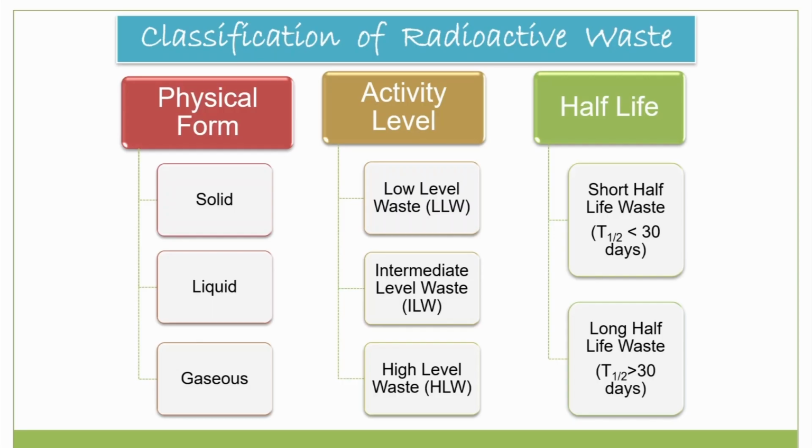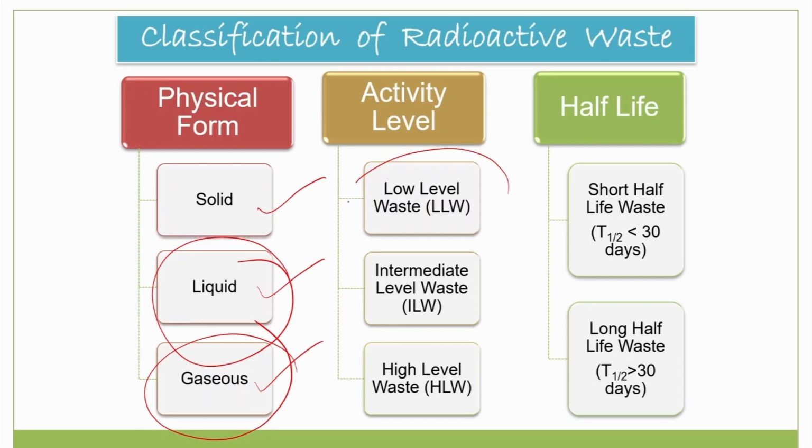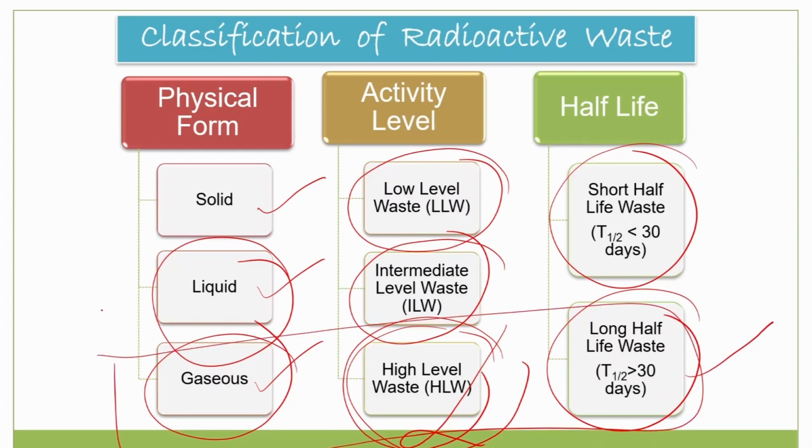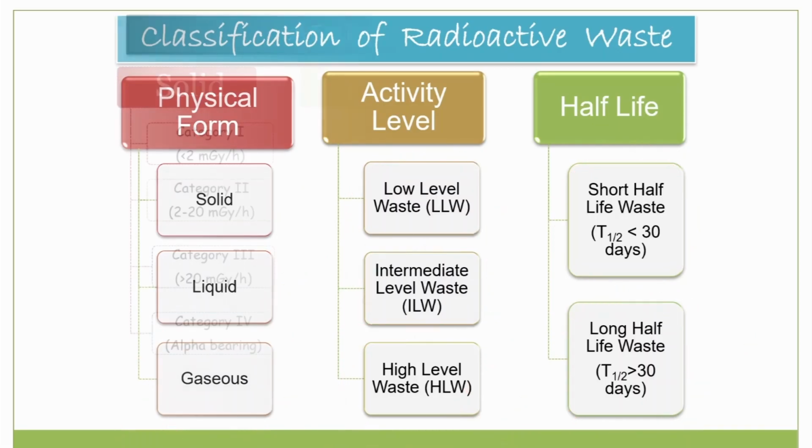The physical form is subdivided into solid form, liquid form and gaseous form. Out of these, the most harmful are the gaseous form and liquid form, which we will discuss further. Activity level: low level activity waste, intermediate level activity waste and high level activity waste. This is the most harmful, high level activity waste. Half-life: short half-life, long half-life. This is dangerous. This category is really very dangerous when we talk about radioactive waste, and special rules and regulations are there for the management of such radioactive waste.